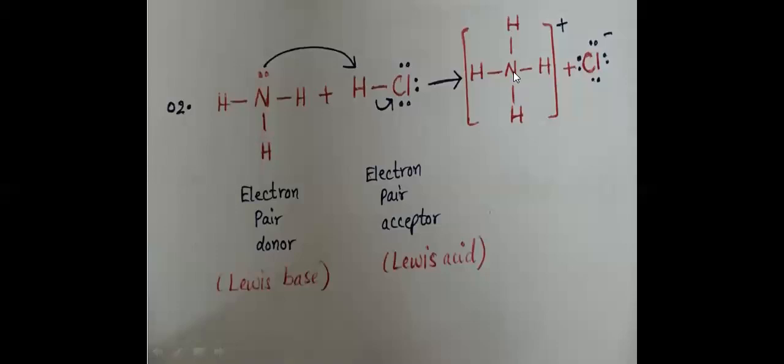As nitrogen utilizes its lone pair of electrons, in turn it will have a positive charge. That positive charge we will write on the whole molecule, in the parenthesis or bracket. As ammonia is an electron pair donor, according to the Lewis concept, it is a Lewis base. And hydrochloric acid is an electron pair acceptor, so according to the Lewis concept, it is an acid.